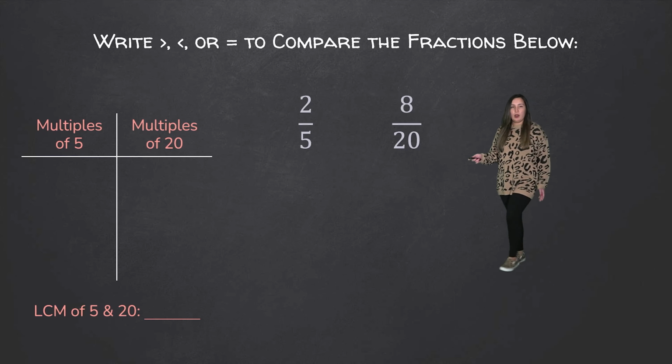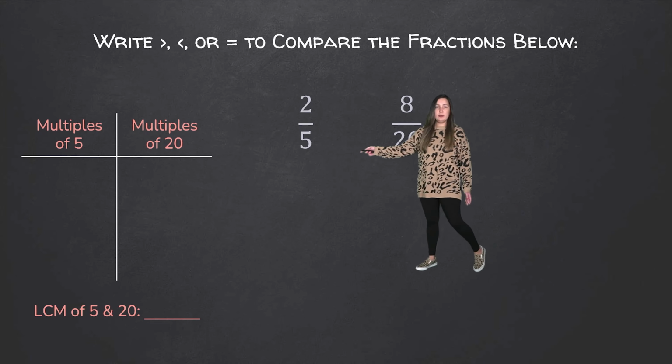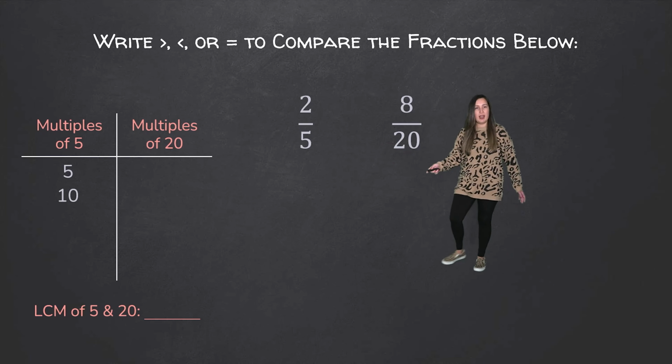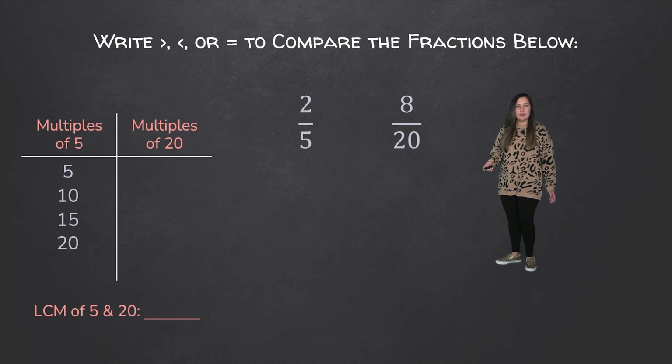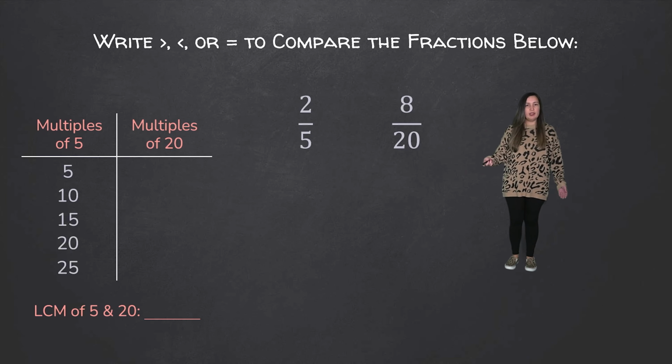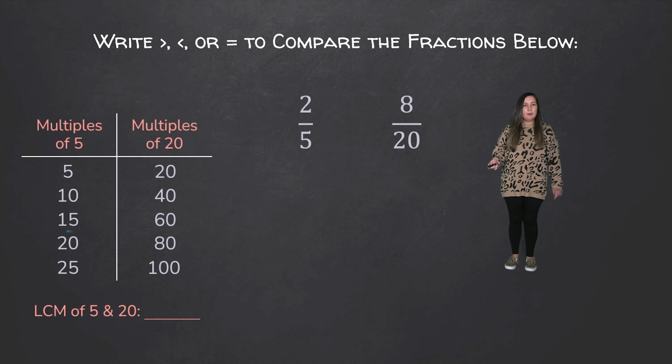So our multiples of 5, which is our denominator, are 5, 10, 15, 20, 25, and we could keep going. And our multiples of 20 are 20, 40, 60, 80, and 100, and we could keep going if we wanted to, but we have our least common multiple here, which is 20.